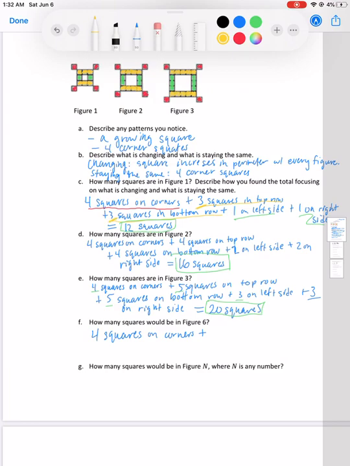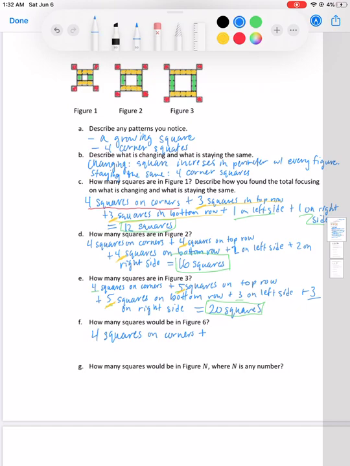For figure 2, we have 4 squares in the top row and 4 squares on the bottom row. For figure 3, we have 5 squares on the top row and 5 squares on the bottom row. So as the figure number increases, so does the number of squares. But the squares and the figure number don't relate exactly. They're close. But how much are they different?